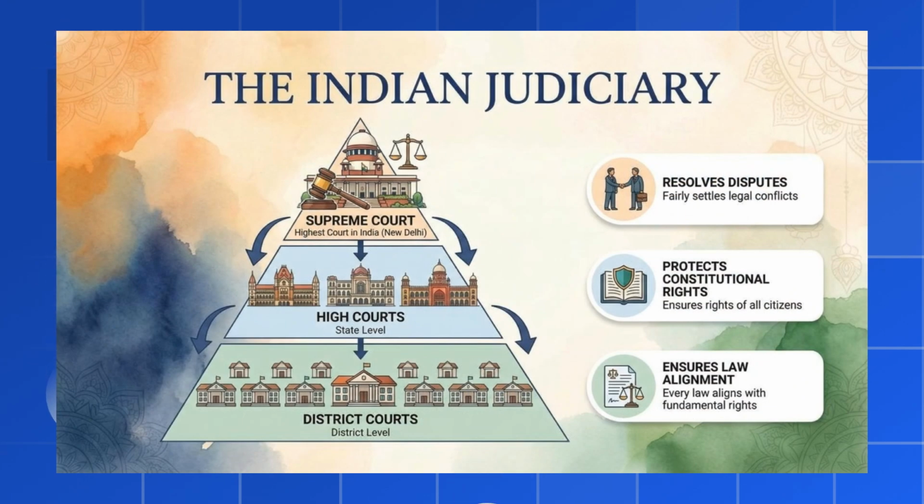The third branch is the Judiciary. Its main function is to settle disputes fairly and ensure that the rights of all citizens are protected. The structure is like a pyramid. At the top, we have the Supreme Court in New Delhi, which is the highest court of law in India, headed by the Chief Justice. Below that, we have high courts at the state level and district courts at the local level.